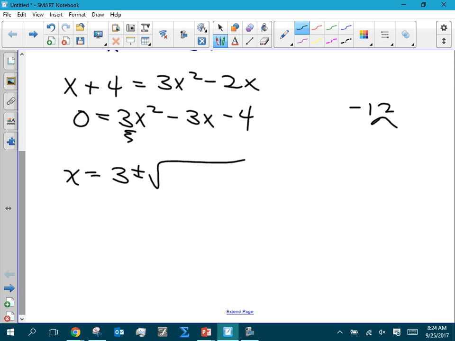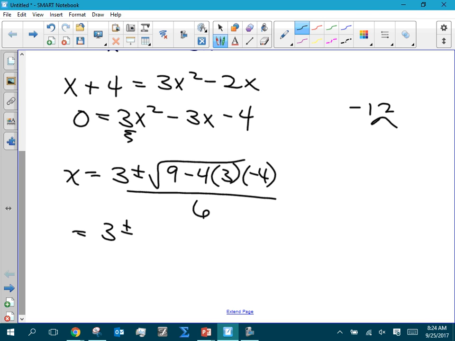b squared, 4ac, all over 2a, equals 6. So now we get 3 plus or minus. Now inside there we get what, 12, 48, so 9 plus 48, it's 57.